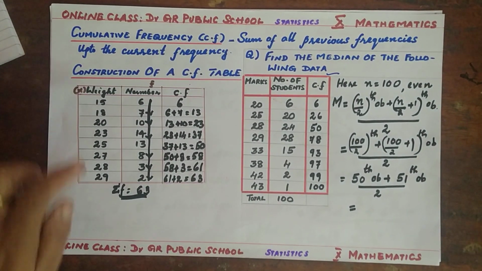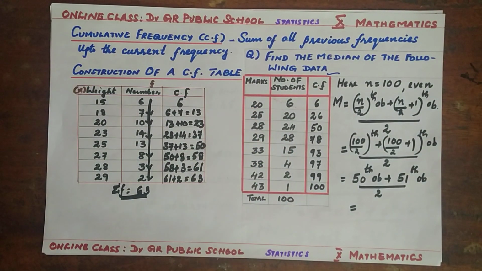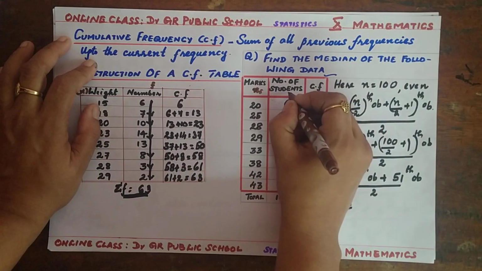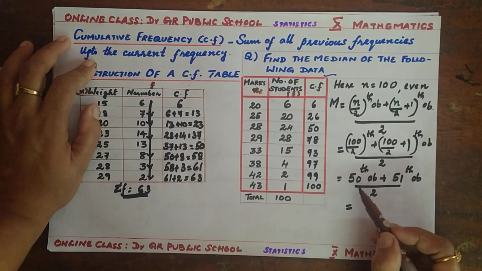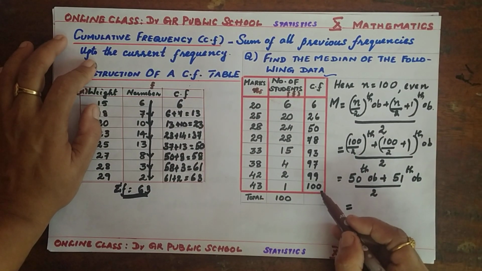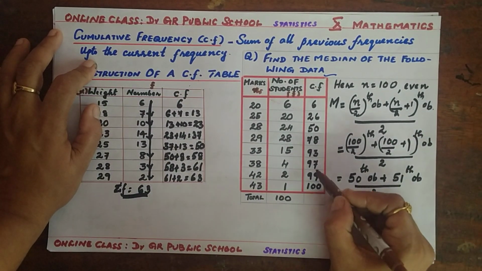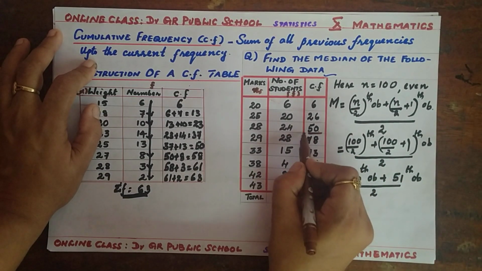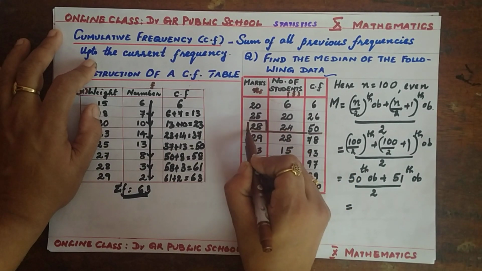Now it is very important how to locate the 50th observation and the 51st observation. Never look at the 50th observation in the xi column. I already told you that the marks you can take as xi and the number of students you can take as the frequency f. To find the 50th observation, you need to look at the value 50 in the CF column. Look at the CF column whether you can find the number 50. Okay, I can find the number 50 here. If 50 is here, you need to take the xi corresponding to 50. That is the 50th observation.